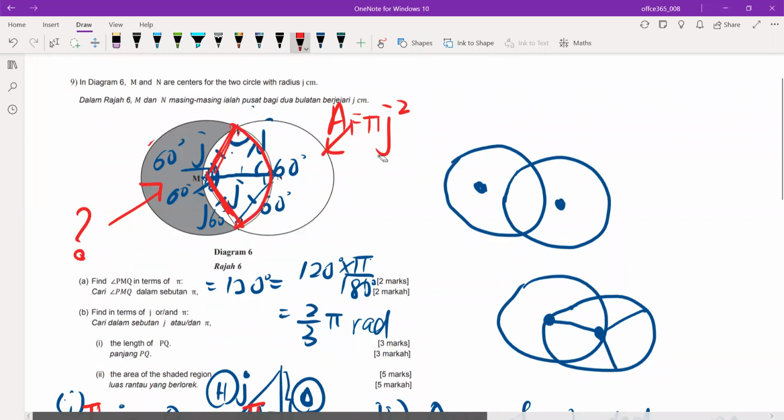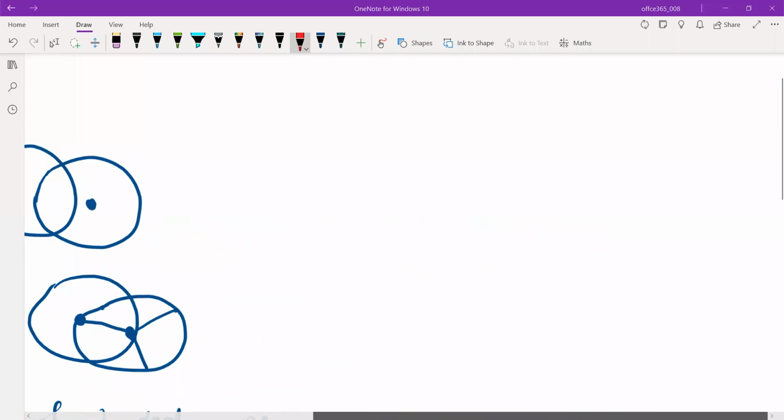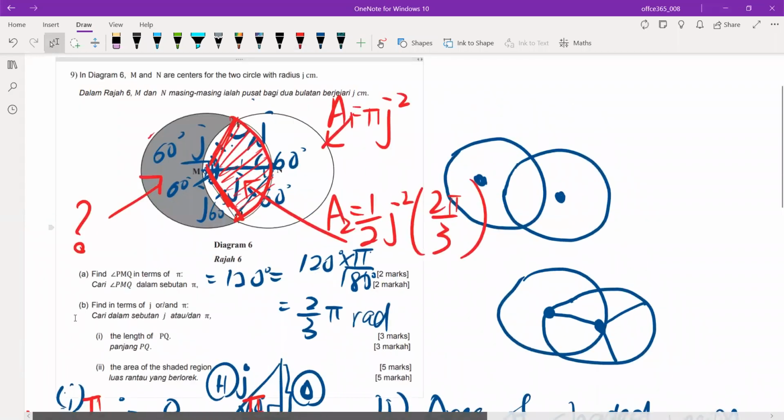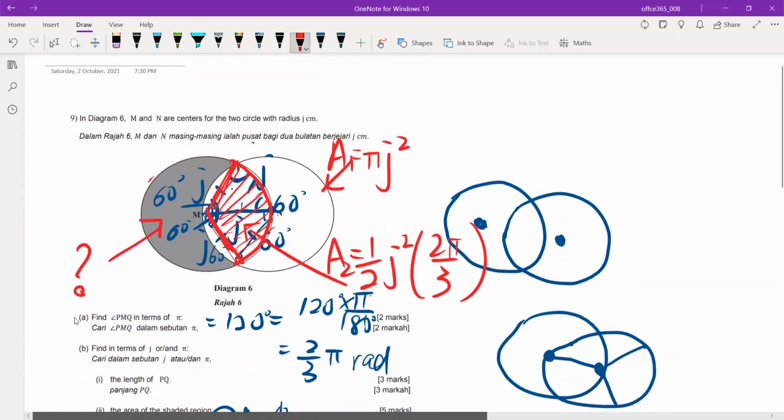This one didn't cover here. Half r squared theta, where theta is 2 pi over 3. Okay, 2 pi over 3. Another area, which is where? I think you all have to continue this one already. You have to see how to do this question. A3 is here.